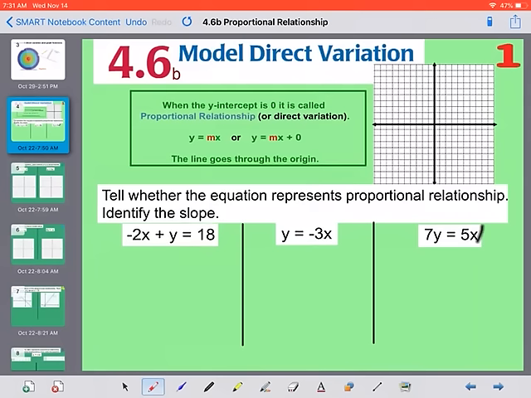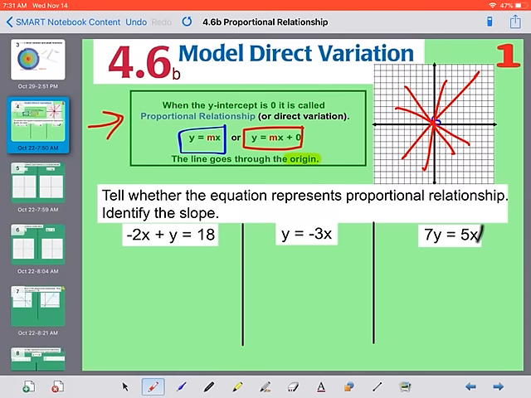Good morning. Today we are doing lesson 4.6b, which is again modeling direct variation, or what we call proportional relationships. So in our box here, it says when the y-intercept is 0 in our equation, it is called a proportional relationship, or it goes directly through the origin. Like we said yesterday, we often just write this as y equals mx instead of y equals mx plus 0 because we don't need plus 0. That just tells us that whatever graph we have is going to go directly through the origin.